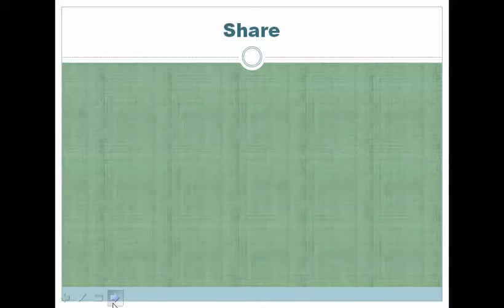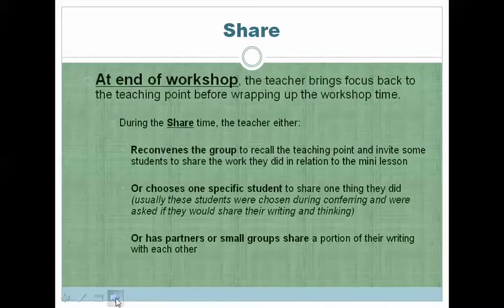When we think about these three components of our writing process classroom, the mini lesson, the big chunk of independent writing time, and then the share, this is a very powerful time. We're bringing focus back to the teaching point, back to the learning target of the day before wrapping up our writing time. And during the share time, there are many ways the teacher can do it, and it all depends on purpose.